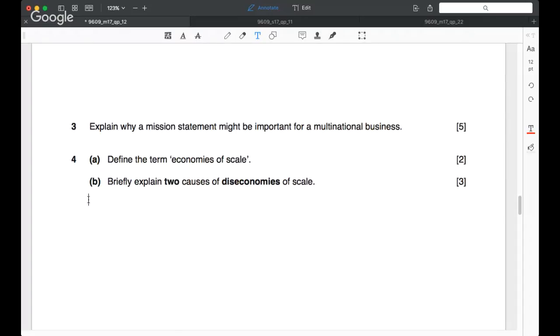4B: briefly explain two causes of diseconomies of scale. This is generally misunderstood.